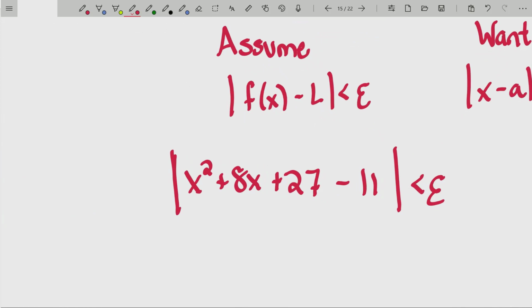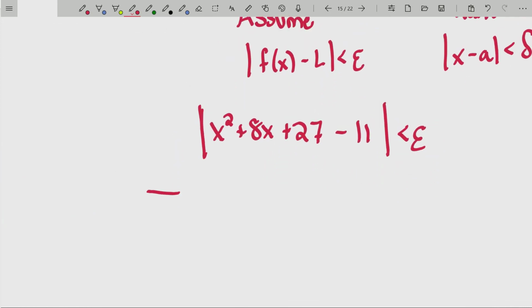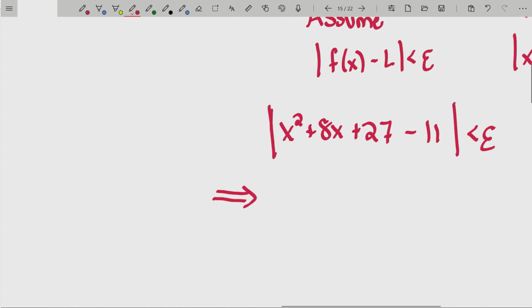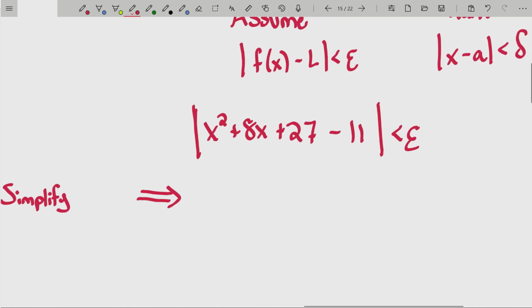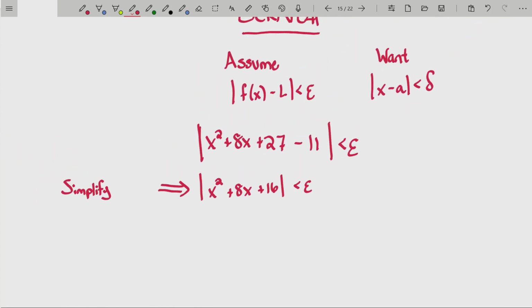Now let's do some simplification. So this implies, simplify. Oops, except you have to spell simplify correctly. I've only been spelling it that way for I don't know how many years. This is going to be the absolute value of x squared plus 8x, and then 27 minus 11 is a positive 16.